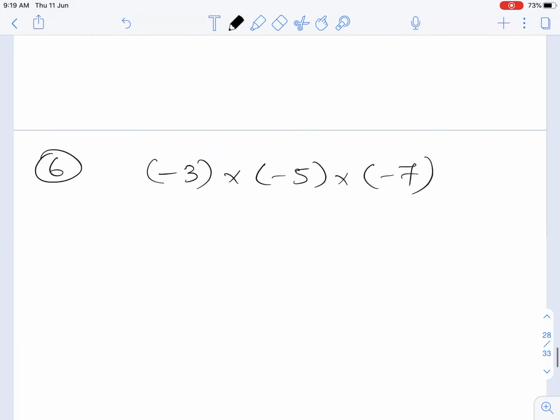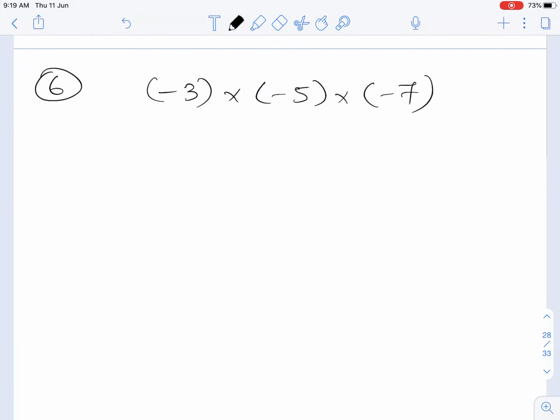Now, the next example. Here we have three negative numbers multiplying each other. Again, the same method we will follow. Since each of them has a minus sign, we can pair any two numbers together. So I am pairing minus 3 into minus 5, and we'll solve it first, keeping this minus 7 alone.